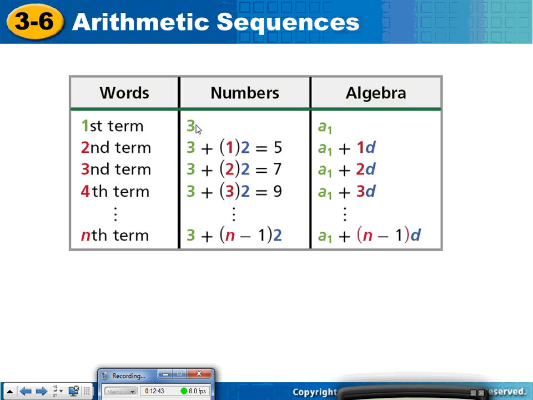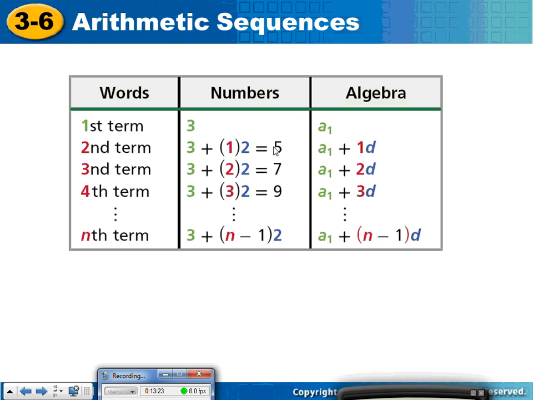First term's 3. 3 plus 2 is 5. Second one's, I take 3 plus 2 times 2. What's 2 times 2? The third one, I have 3 times 2 is 6. 6 and 3 is 9. So to find the nth term, I take the term minus 1 times 2. Some of you are confused here.